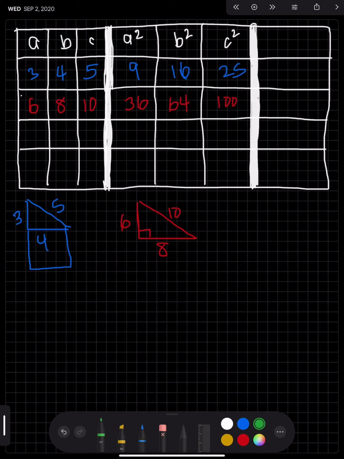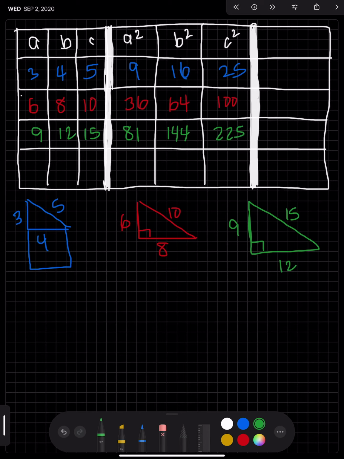All right, let's do one more here. Again, all of these are right triangles because it's Pythagorean theorem. So we're going to do a 9, 12, 15. We're going to do 9 times 9, or 9 squared, which is 81. 12 times 12 is 144. And 15 times 15 is 225.